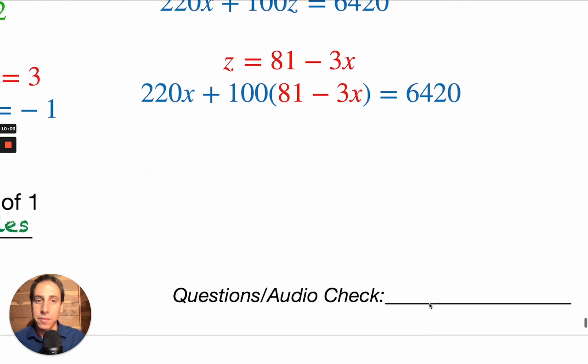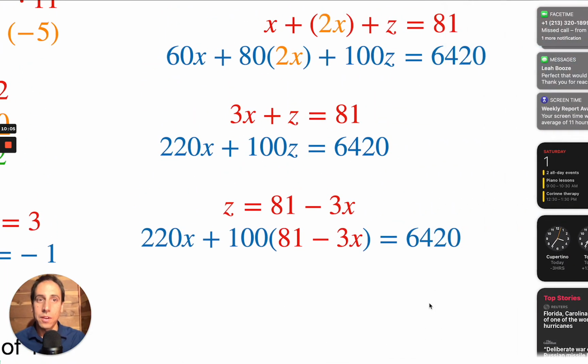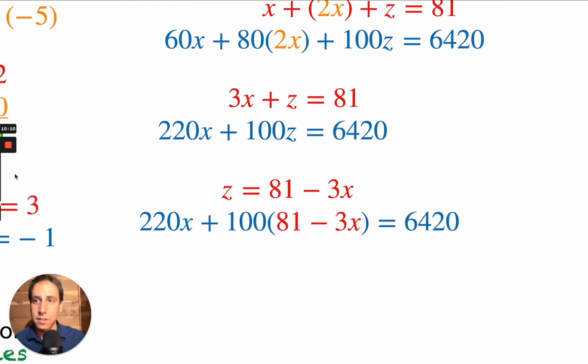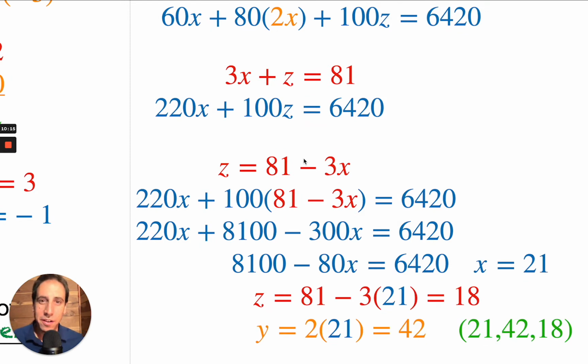Simplify, simplify, simplify. Boom, magic, there it is. Okay, so you can see we're plugging this in. Z is equal to 81 minus 3x. That's an equation I got from here, rearranging that. And then 220x plus 100 times now what z is equal to 6420. I can distribute and solve, and I eventually get x equals 21.